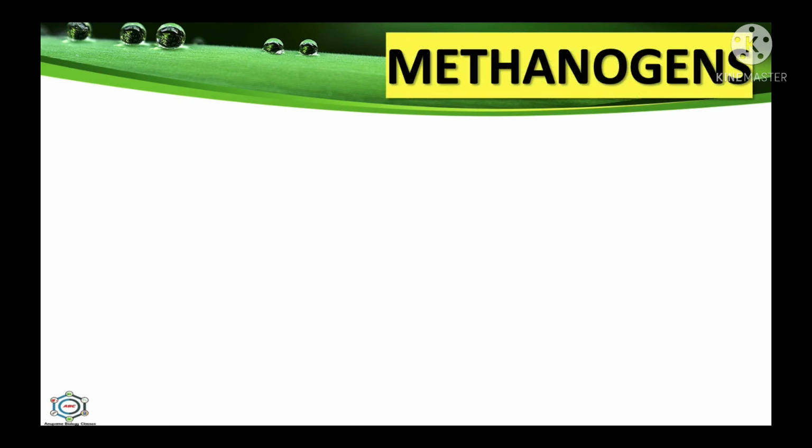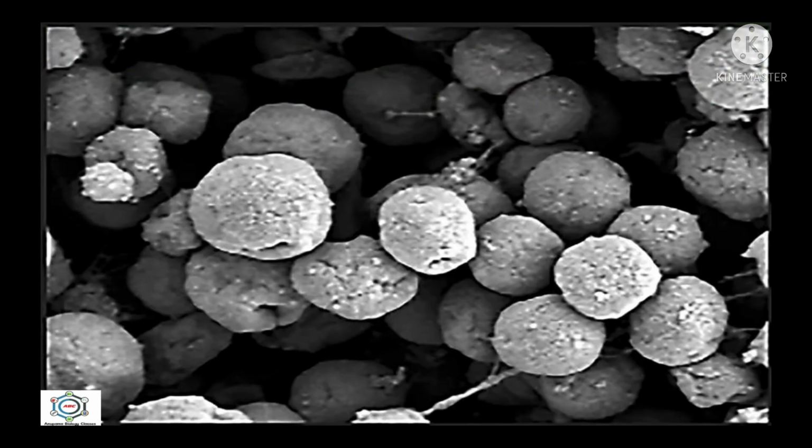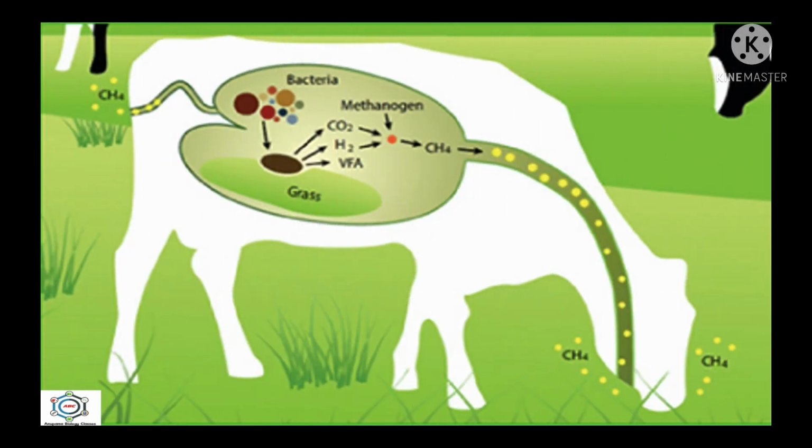First one, that is the methanogens or methanogenic archaebacteria. These archaebacteria have some characters: methanogens are the strictest anaerobes known. They live anaerobically in swamps, marshes, and in the gut of animals. They live as symbionts in the rumen, which is the first part of the stomach of herbivorous animals that chew their cud, for example cow, buffalo, goat, etc. These help in fermentation of cellulose.